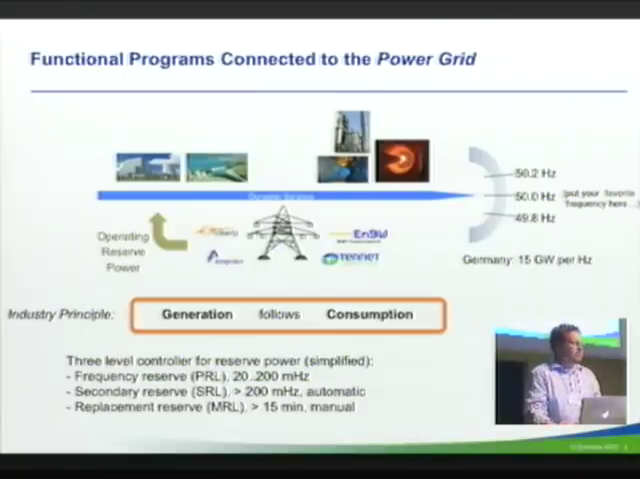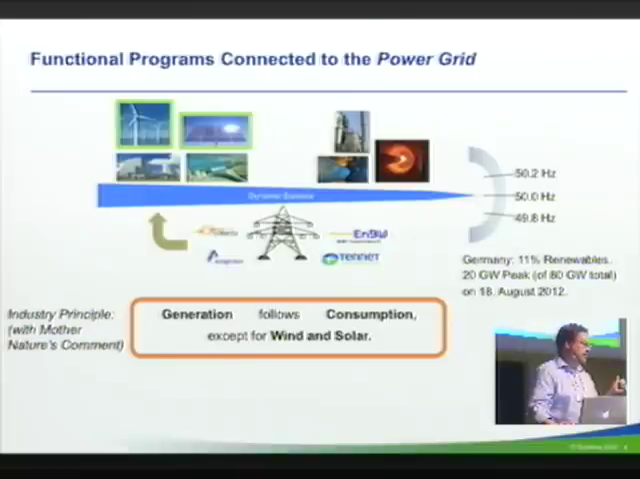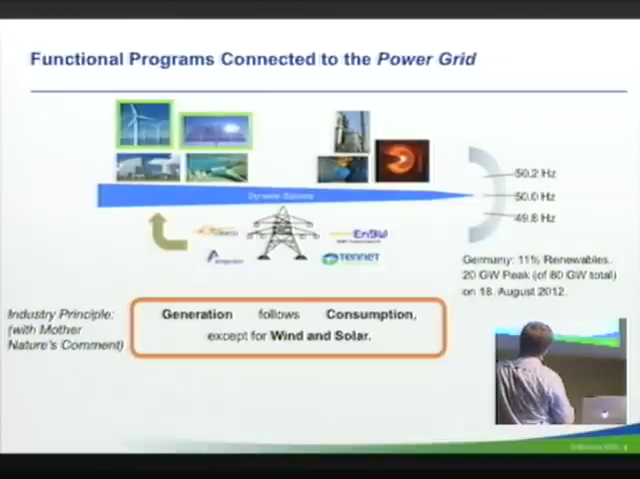Now, what happens in the real world? The real world looked like this 30 years ago. Today, it looks like this. So you have renewable energy, and generation doesn't follow consumption, because wind and solar you can only dim down, you can't increase it on demand.